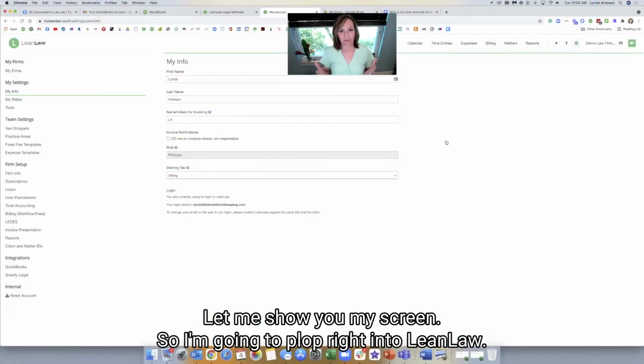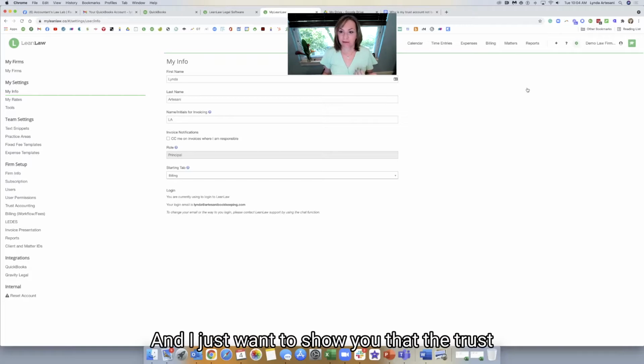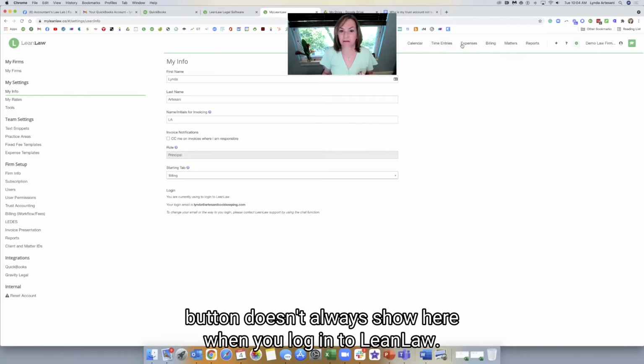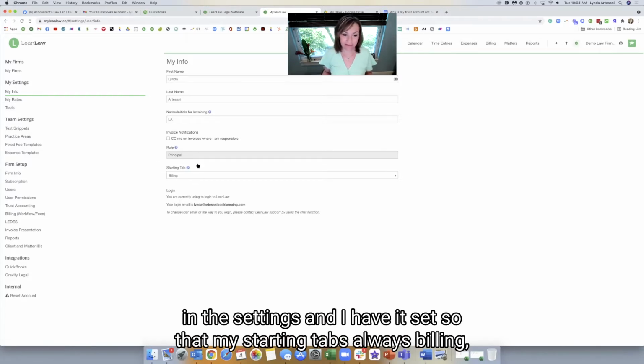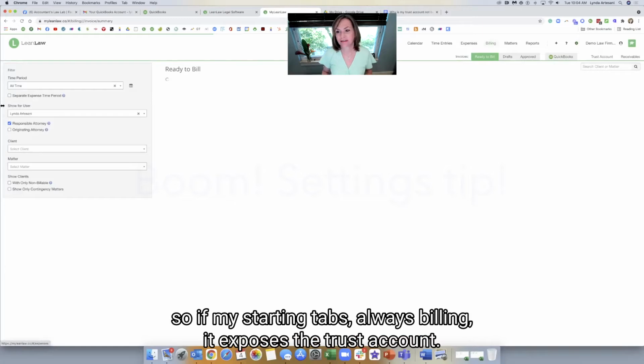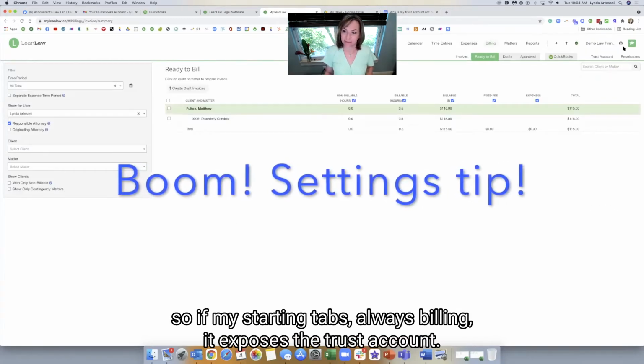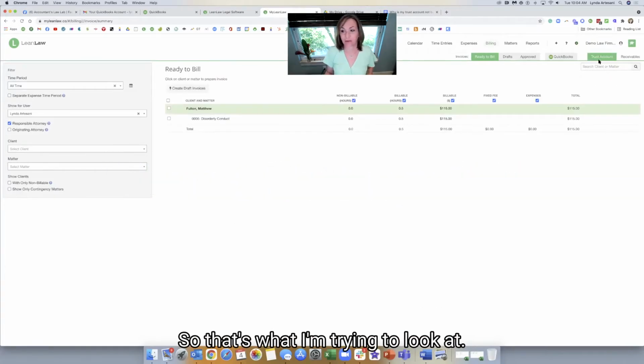So I'm going to pop right into Lien Law, and I just wanted to show you that the trust button doesn't always show here when you log into Lien Law. But if you come over to your info in the settings, I have it set so that my starting tab's always billing. If my starting tab's always billing, it exposes the trust account. So that's what I'm trying to look at.